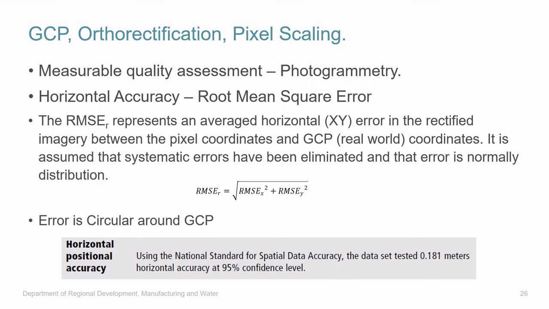Ground control points and ortho rectification. We wanted to introduce a quality assessment for that, and there is an international standard out there concentrating on photogrammetry and using the root mean square to calculate the horizontal accuracy. So we provided guidance on using this methodology to gain some sort of quality measure of how the ortho rectification process has taken place. Each area with the root mean squared is a circular area around each ground control point, so we provided information and guidance on that.